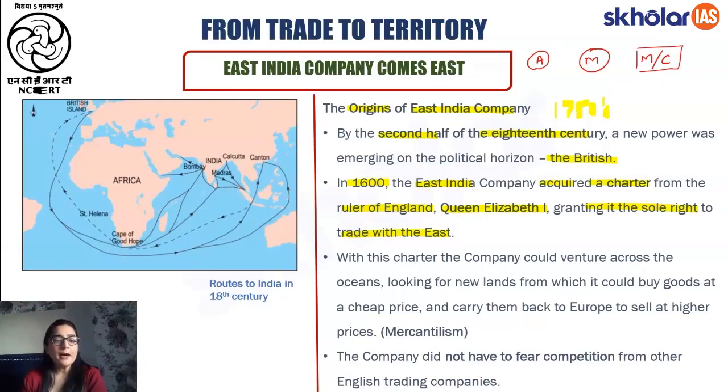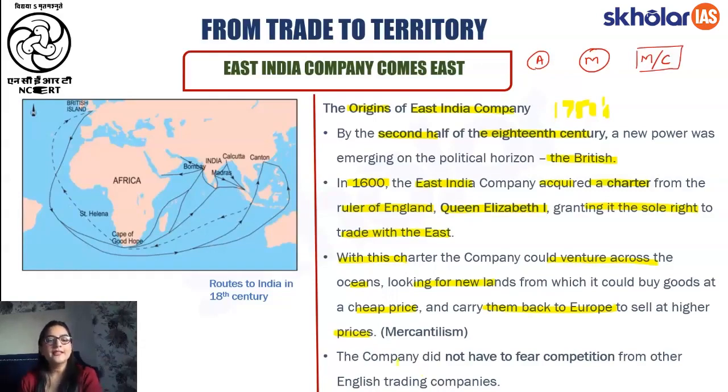Apart from this, with this charter, the company could venture across the oceans, and it could look for new lands to buy goods at cheap price and then sell them back in Europe at a higher price. Now, this particular process is also known as mercantilism, wherein by mercantilism we mean buying something at a cheaper rate and then selling it at a higher price. So this was the policy which the European companies were applying with respect to their trade in our country.